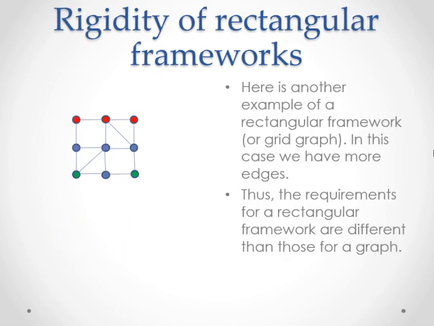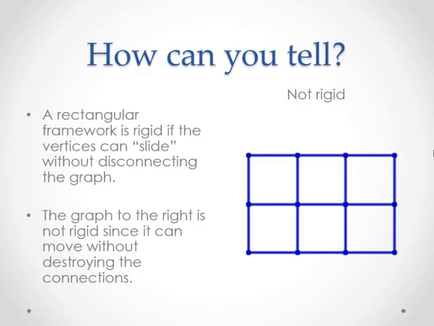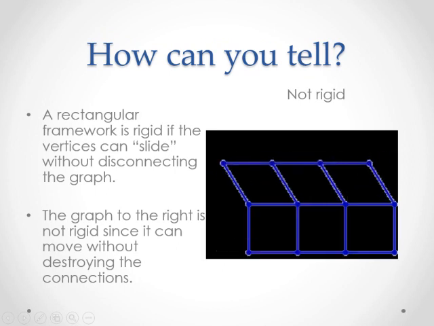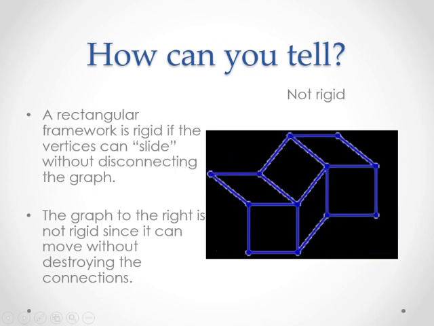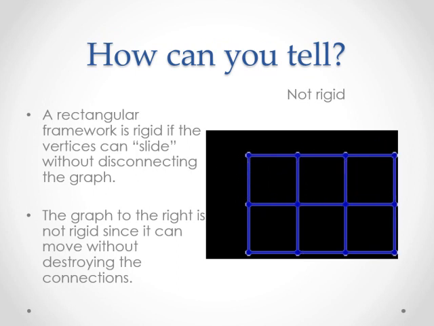In this setting, we're allowing for additional edges to be placed in our graph. We're allowing for edges to be placed on what we might call the diagonal, and we will call these additional edges braces. The graph on the right is not rigid. As you can see, it can move without disconnecting the graph. However, as we will see, if we place braces at strategic points, then the graph will become rigid.